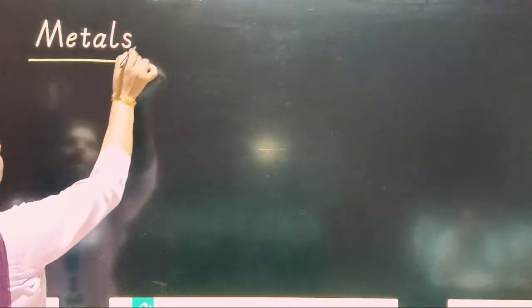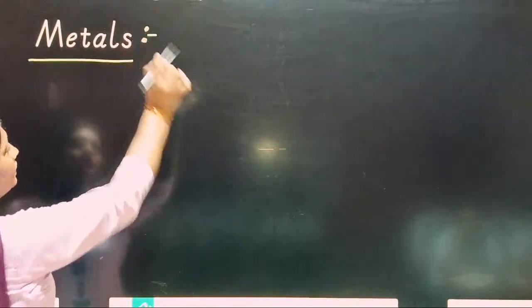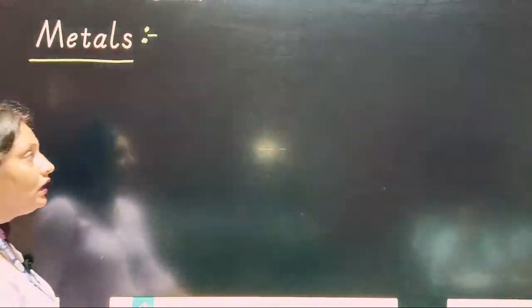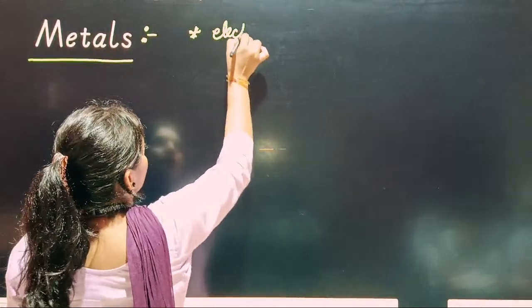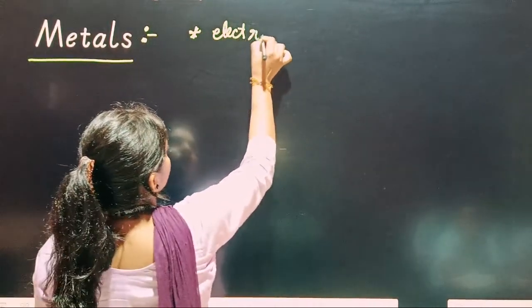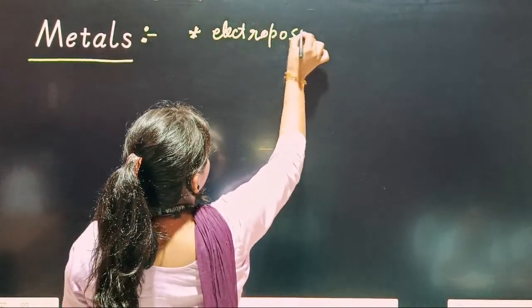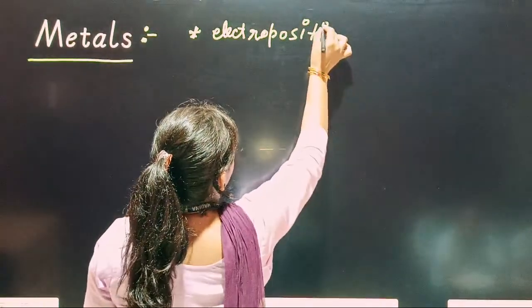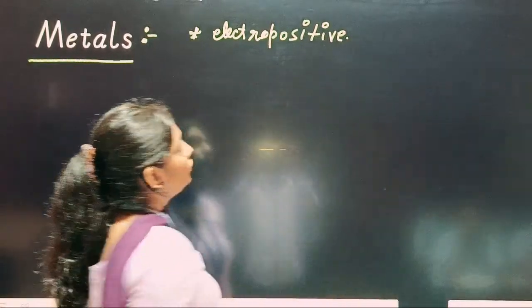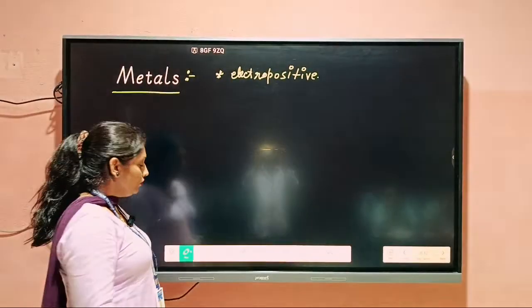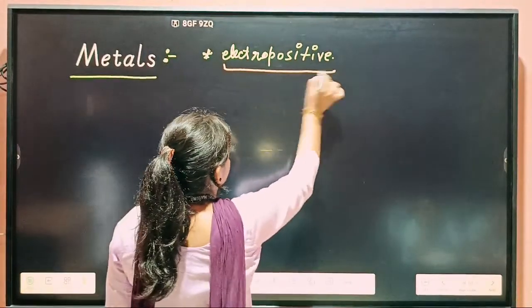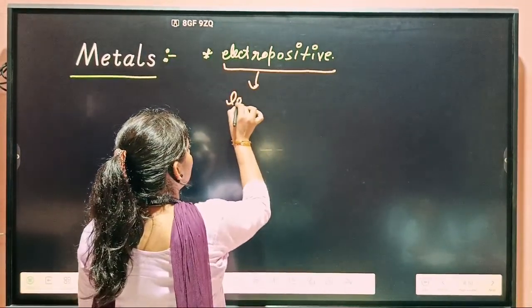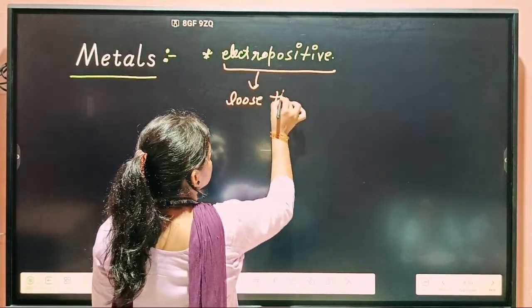What do you mean by metals? Students, metals are electropositive in character. What do you mean by electropositive? It means they have a tendency to lose electrons.